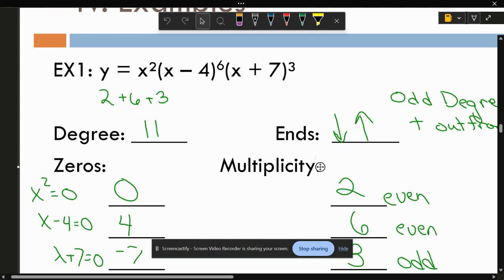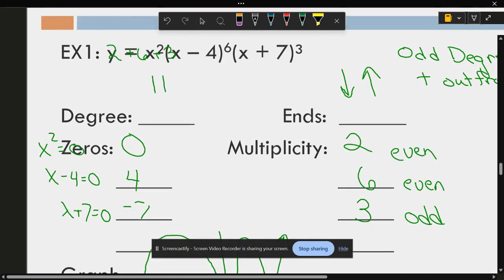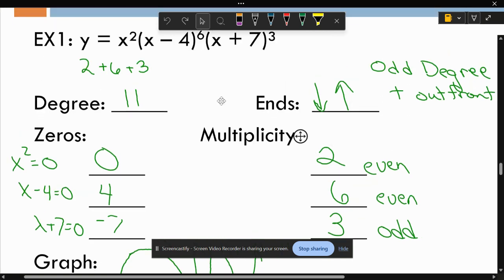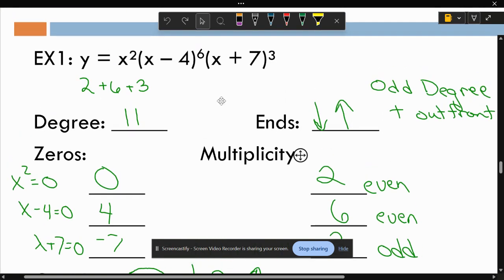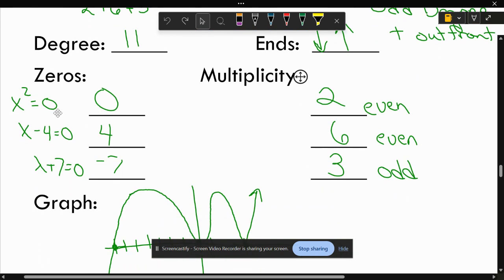Next, if you look at zeros, we have to find the zeros of each. So if you look at our factored form, we have 3 zeros. x squared is equal to 0, x minus 4 is equal to 0, and x plus 7 is equal to 0. We solve like we've done in the past to find out what each of those zeros are, or where our graph is going to touch or cross the x-axis.